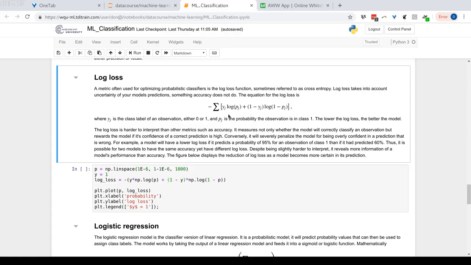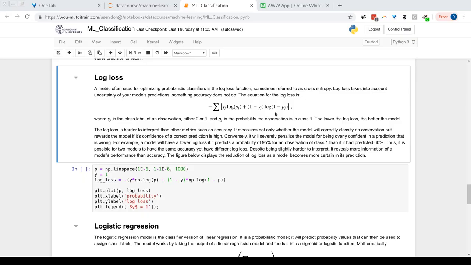So let's consider the example in which the observation is 0. If the observation is class 0, we want our model to report a very small probability for this observation to belong in class 1, since indeed it is in class 0, not class 1. So we want this probability to be small. If y is 0, the first term is gone. So let's only focus on the second term here: 1 minus y times log of 1 minus p. 1 minus y is simply 1, since y is 0. So what's left is log of 1 minus p.